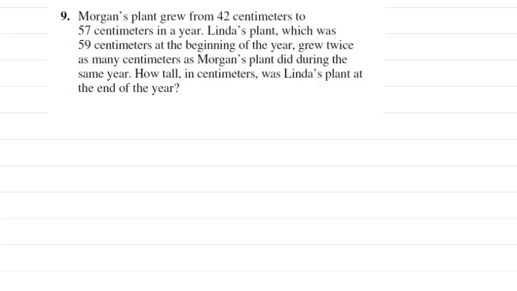The best way to solve a problem that's heavy on words is to lay out what you have so that you can visually analyze it. We have Morgan's plant. It went from 42 to 57. So if I want to know how far it went, that's 57 minus 42, which would be 15.